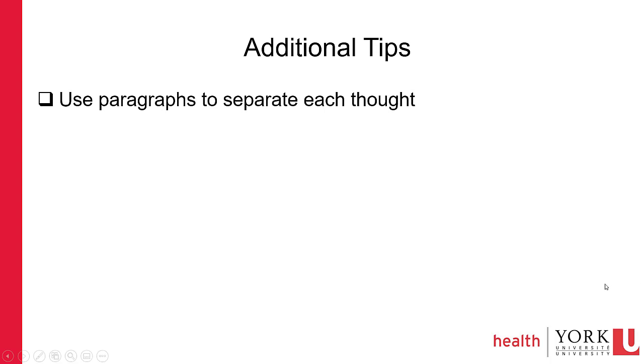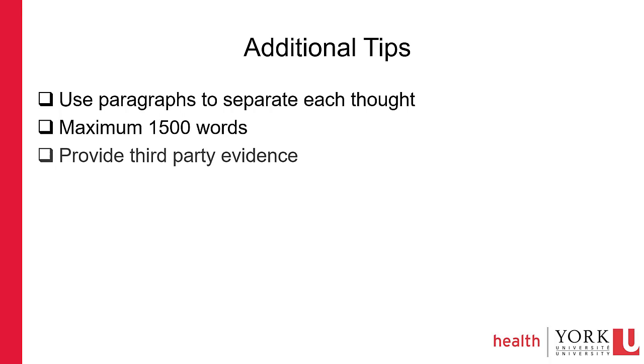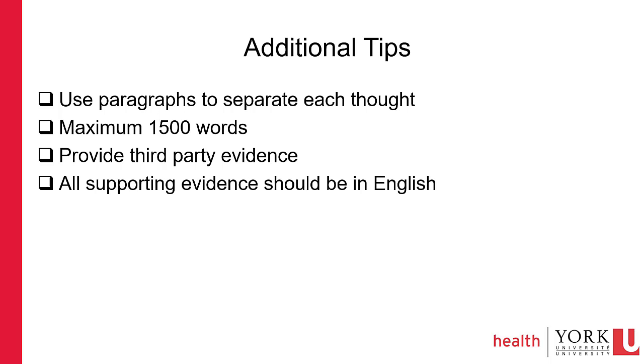Additional writing tips include: use paragraphs to separate each thought. Petition letters should be no more than 1,500 words in length. It is in your best interest to provide third-party evidence supporting the circumstances outlined in your petition letter, and all supporting evidence should be in English.